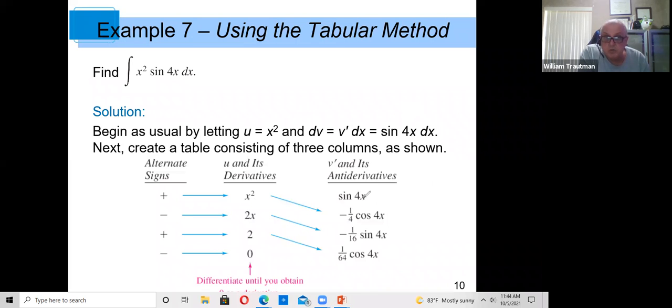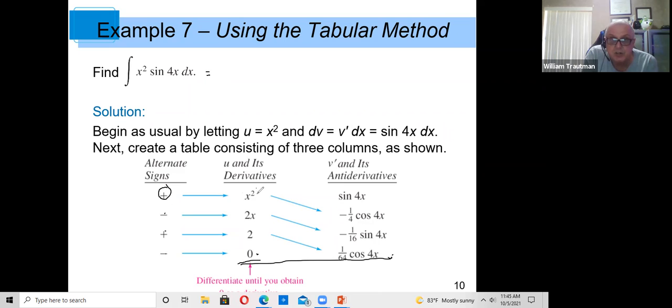So you take the derivative all the way down to the 0 part, to this line here of each one, till you get the 0 on the u, and then you stop here. You don't go anymore. Also, you have to alternate signs starting with a plus. Plus, minus, plus, minus. This is called the tabular method. And then your answer just pops up.